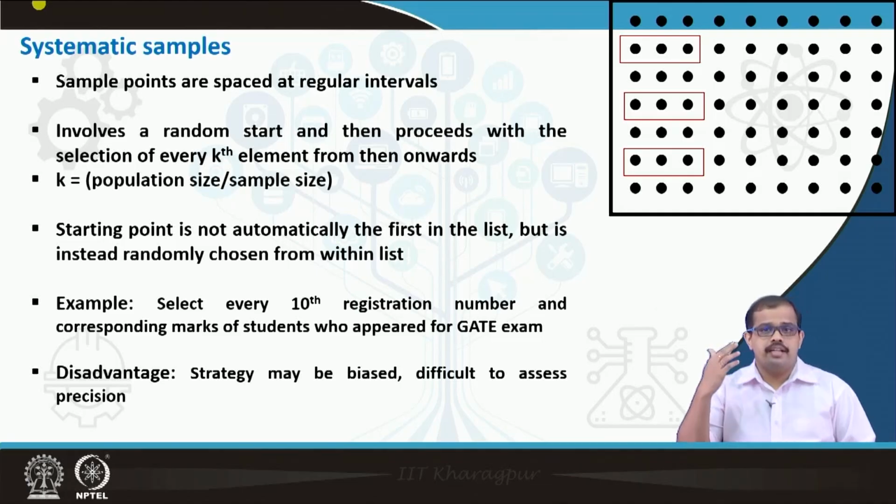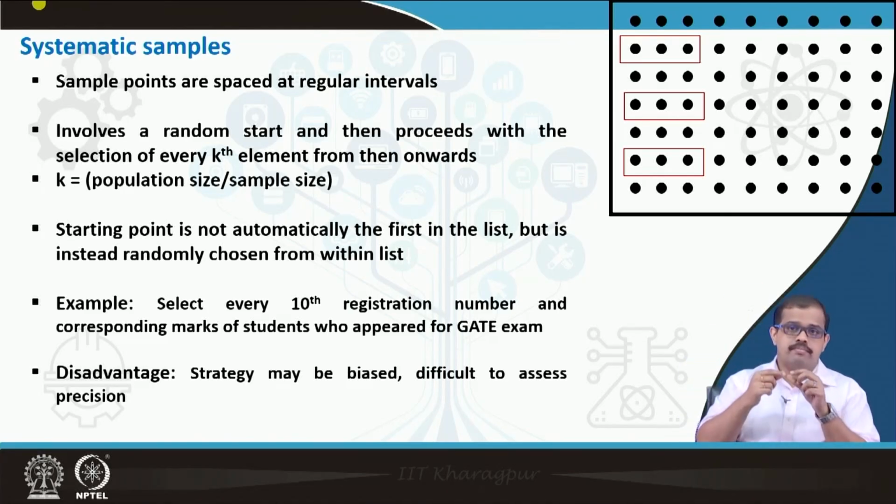Then the other way is systematic sampling. When you look at this, every sample point is at regular intervals. This involves a random start and then proceeds with the selection of every kth element. So, every kth element is from that random sample you decide; it may be the third element, fifth element, or 10th element.